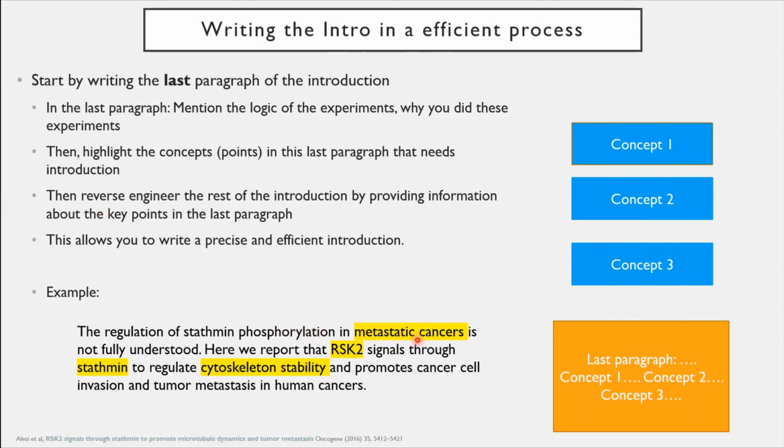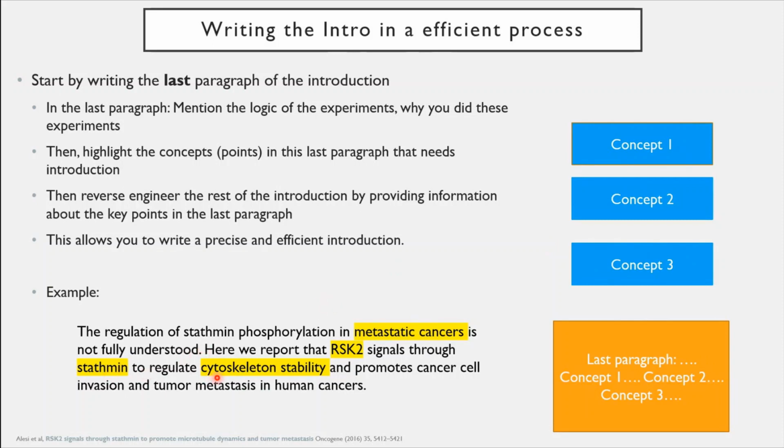The concepts are specific. So I didn't highlight cancer alone because cancer is general. It does not need definition. But metastatic cancer is a specific form or stage of cancer, which needs to be introduced. So this would be, for example, your concept 1. You have to introduce it into your introduction. And then RISC-2 is a specific gene, which not many people would know about, so you have to introduce it as well, talk about it. Stathmin is another gene you have to introduce.